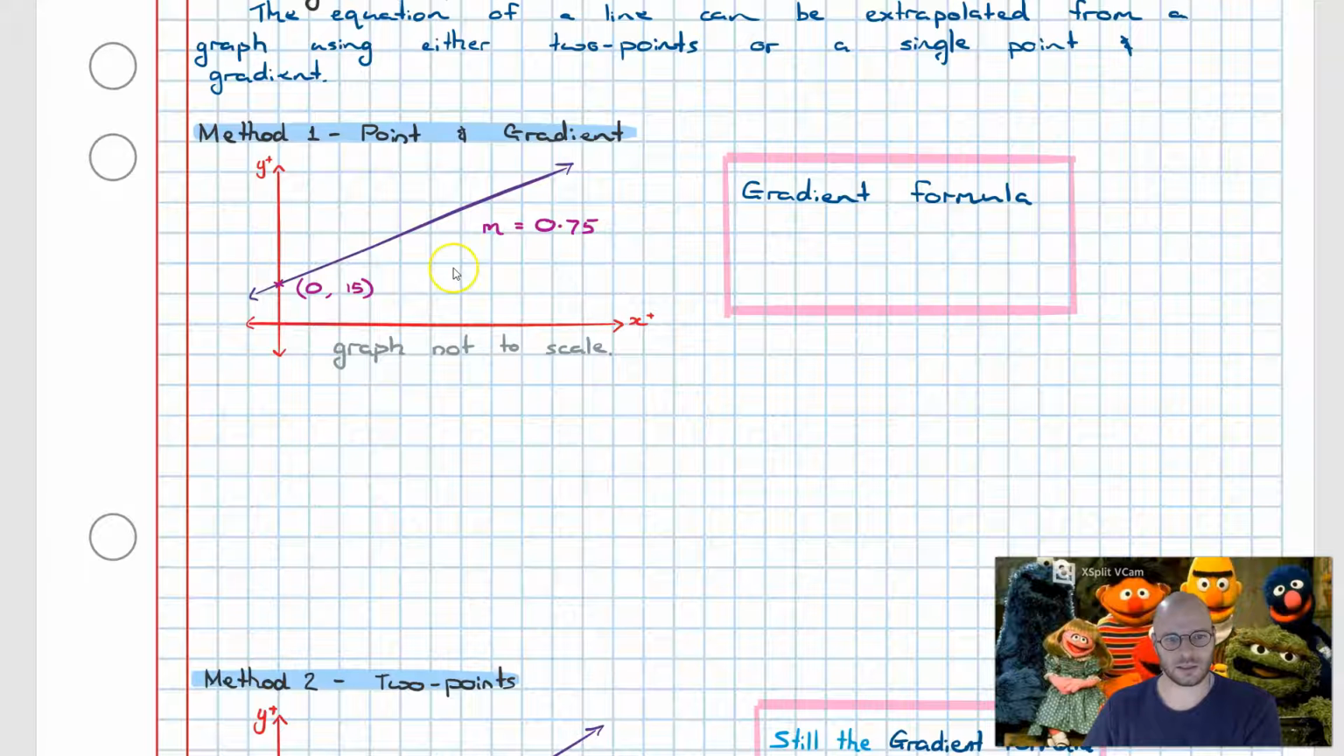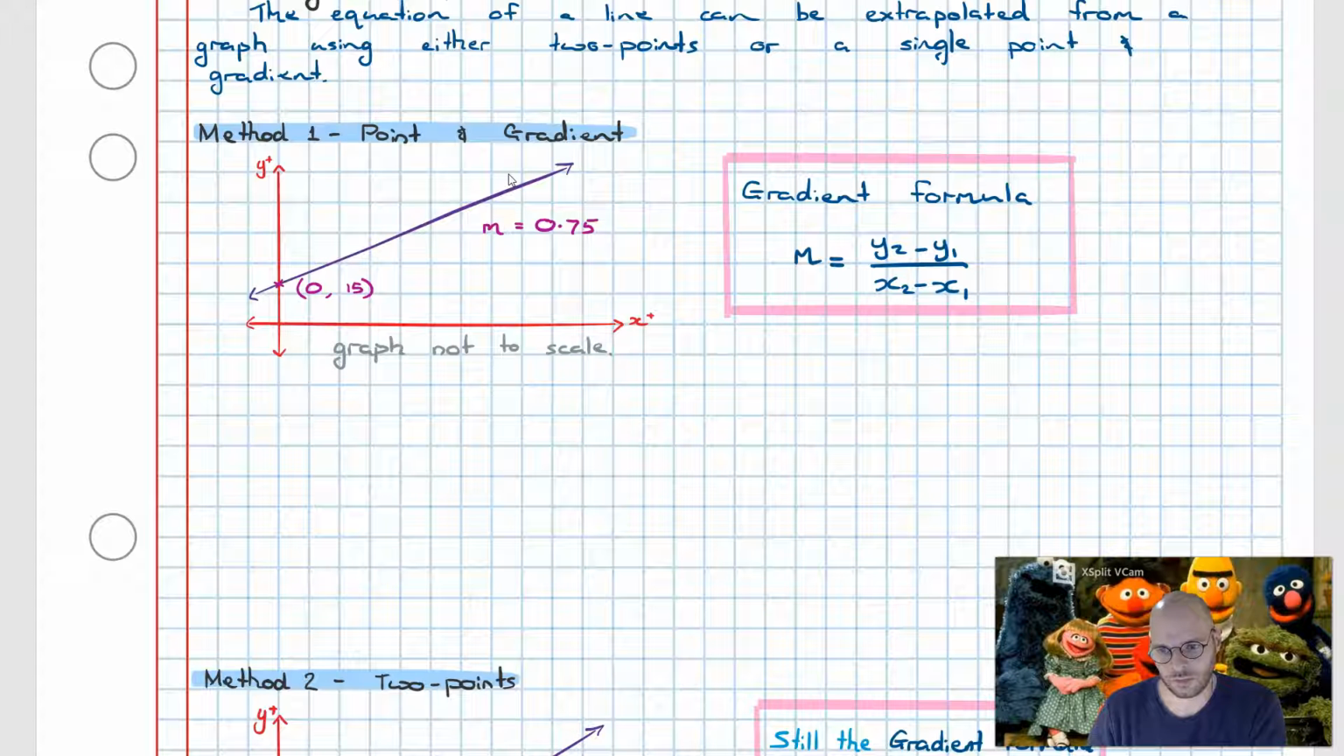Now the way in which we can go about deducing the equation of this purple line over here is we're going to use the gradient formula, that being defined as m equals y2 minus y1 over x2 minus x1. Now this is the formula we simply use to be able to deduce the equation of this purple line.